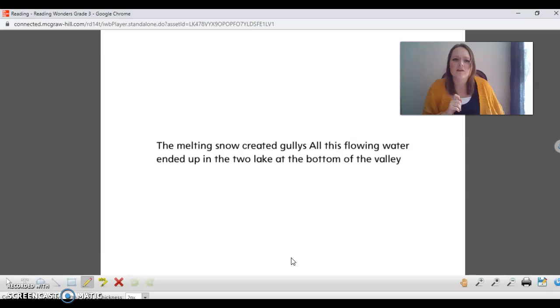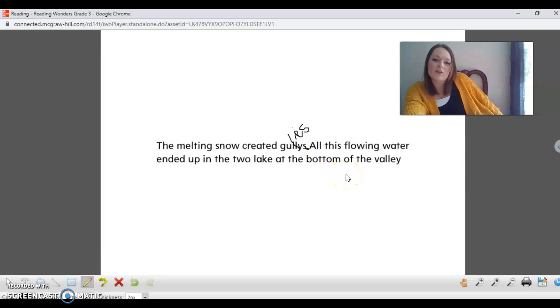Let's look at our first sentence. The melting snow created gullies. Okay, gullies, that's not spelled right. Remember, we are doing singular and plural nouns. So if we look at this, we always have an IES when we have a plural noun. Also, there needs to be a period there because we see we have a capital letter, which means the starting of a new sentence. So the melting snow created gullies, IES, period.